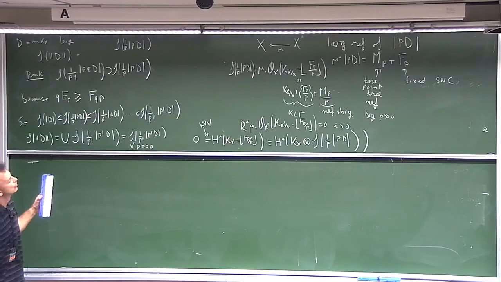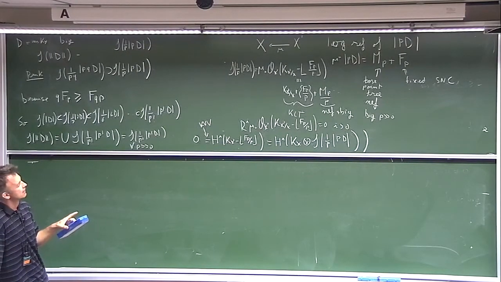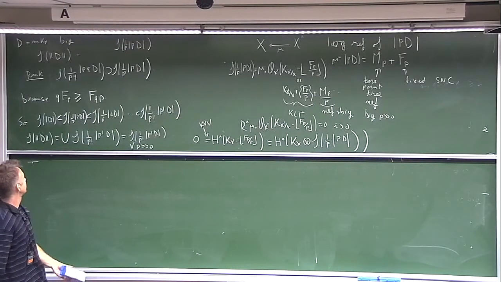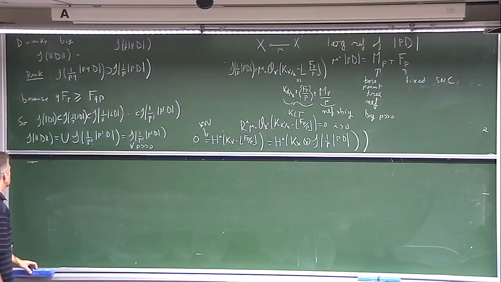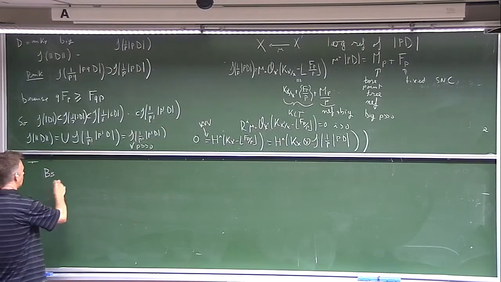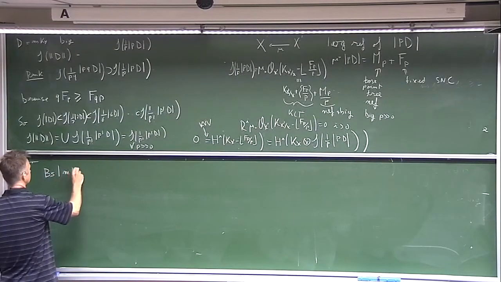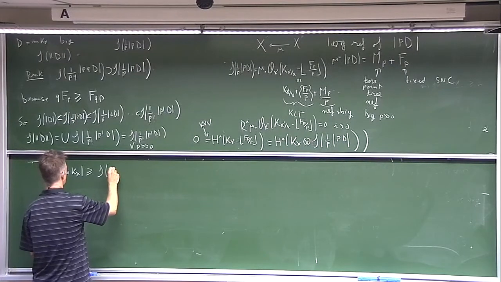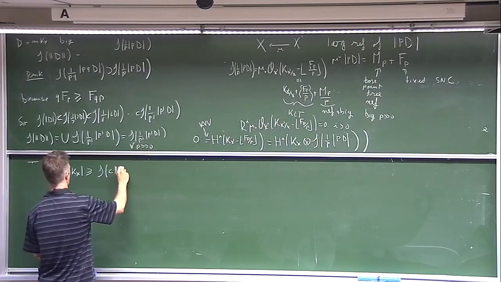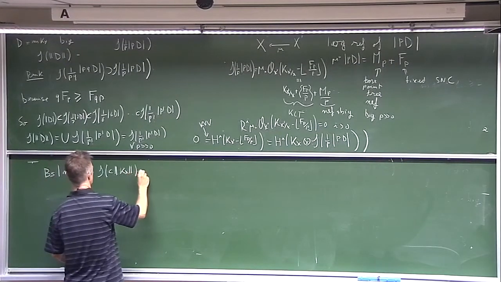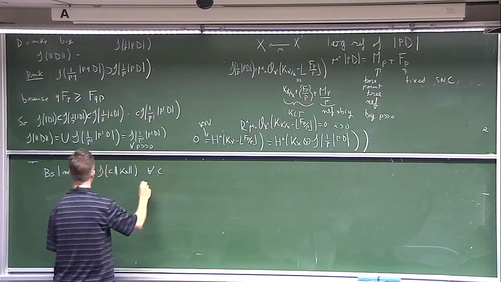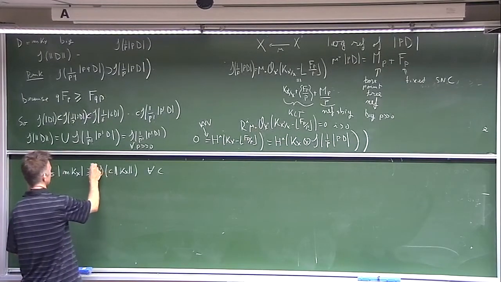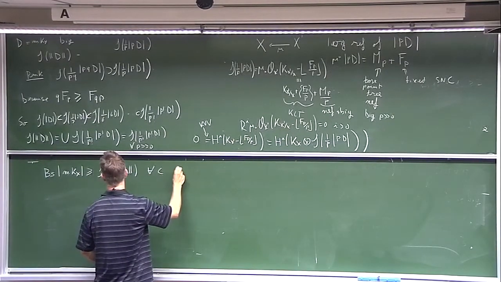Okay. So I've explained to you why we have the vanishing that we need. I've explained to you what the definition is. The last thing that I should explain to you is, for example, why is the base locus of |mK_X| greater or equal to the asymptotic multiplier ideal sheaf of c times K_X, for any c less or equal to m, when it's said this way.